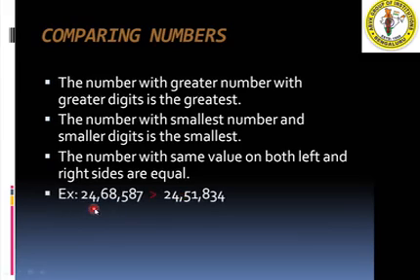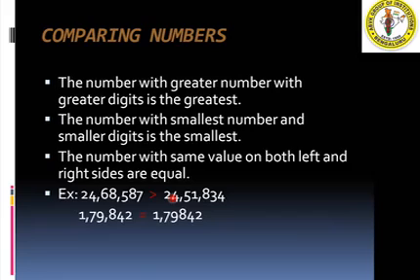Now see here, the example I have given: 24,68,587 and 24,51,834. So here, according to the first rule, 1, 2, 3, 4, 5, 6, 7 digits are there, and here also 1, 2, 3, 4, 5, 6, 7 digits are there. So this side 7 digits and this side also 7 digits. So in this way, how will you compare? First you have to compare the first numbers. Here 24 lakhs are there and this side also 24 lakhs.